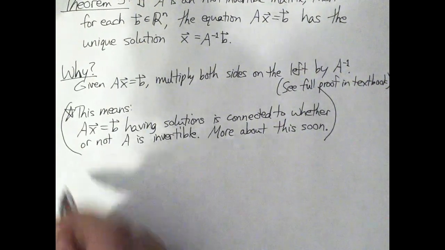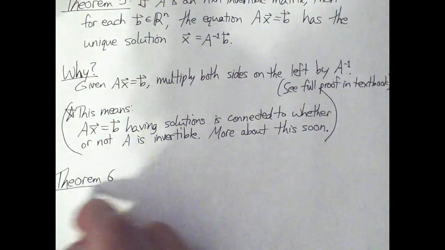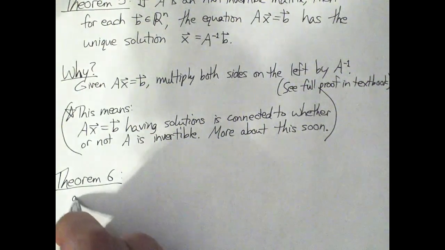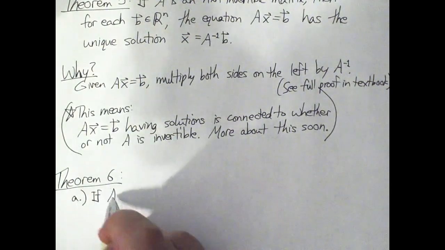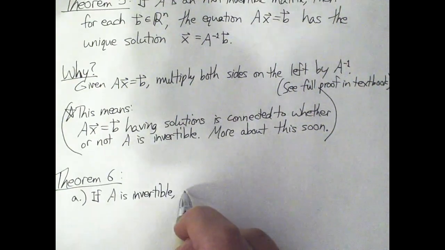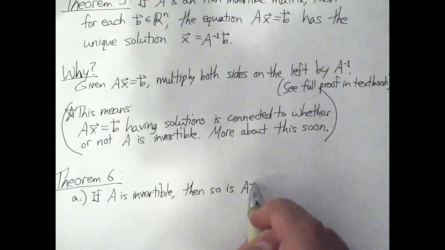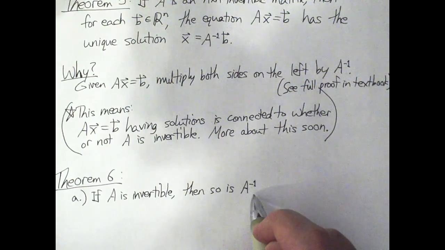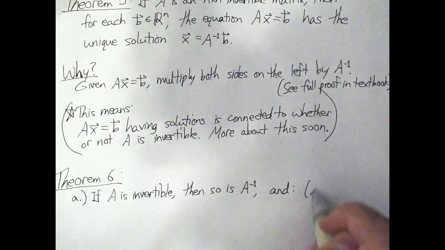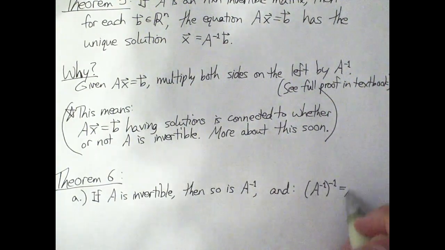All right, so Theorem 6. Theorem 6 has 3 parts to it. Part A: If A is invertible, then so is A inverse. And the inverse of A inverse is A.